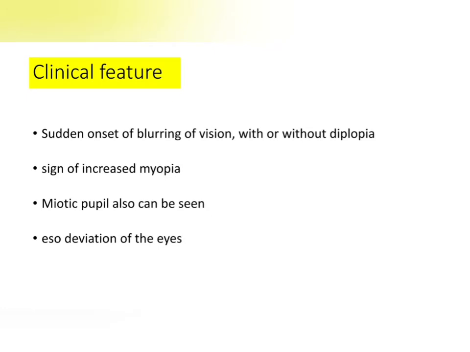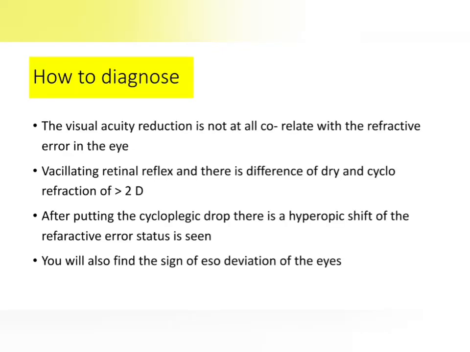Now the clinical features. So clinical features are sudden onset of blurring of vision with diplopia, signs of increased myopia, miotic pupil can also be seen, and esodeviation of the eye. Okay. So how to diagnose? There are some diagnostic criteria, like visual acuity is not proportionate to the refractive error that you are getting in your retinoscopy. Okay, suppose you are getting a retinoscopy value of -7 or -8 diopter, and the visual acuity is not proportionate with that retinoscopy power, and it will be lesser, like 20/200 or 21/25, something like that. It means visual acuity is not correlating with the retinoscopy reflex. Okay, it can be a thing.